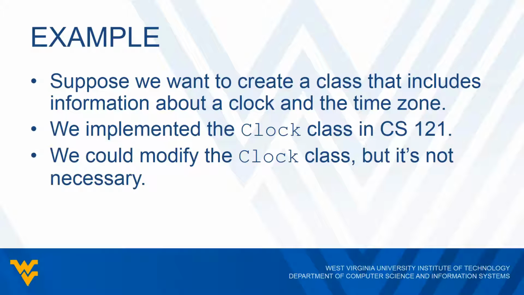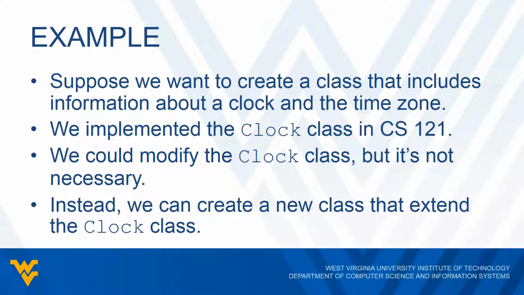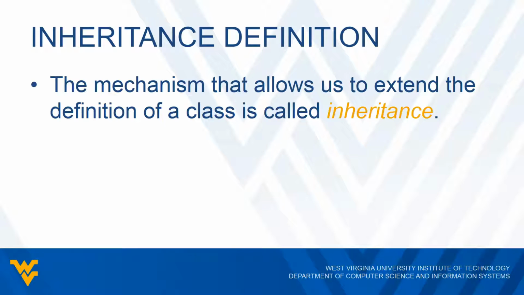But our claim here is that's not necessary. We don't need to create a brand new class and rewrite everything we did in the clock class. Instead, what we can do is create a new class, but instead of re-adding everything that was done in the clock class, we can extend the clock class. So we can just bring it in automatically and then add the additional features that we want. This mechanism that lets us extend the definition of a particular class without making any major changes to it is what we call inheritance. So when we inherit a class, we're automatically bringing in everything that existed in that class.